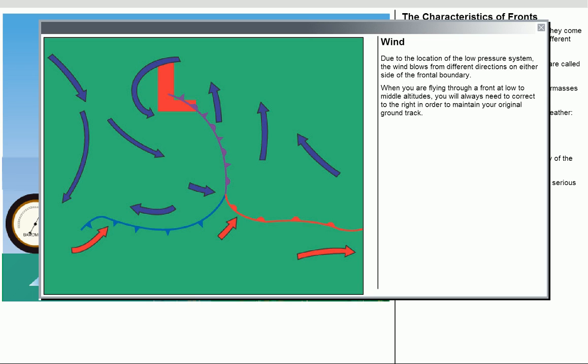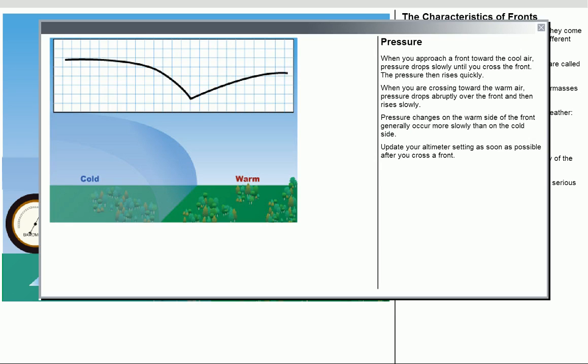Due to the location of the low-pressure system, the wind blows from different directions on either side of the frontal boundary. When you are flying through a front at low to middle altitudes, you will always need to correct to the right in order to maintain your original ground track.